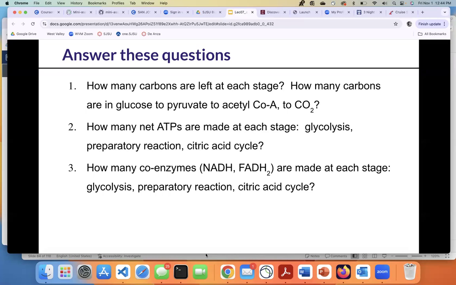We're also making some coenzymes. We're making NADH and FADH2 at each stage in glycolysis, the preparatory reaction, and the citric acid cycle. As I mentioned before, we are making these coenzymes because we have a lot of energy to store in the form of electrons, and we want to be able to place it in what I call these electron carriers, which is what NADH and FADH2 are.